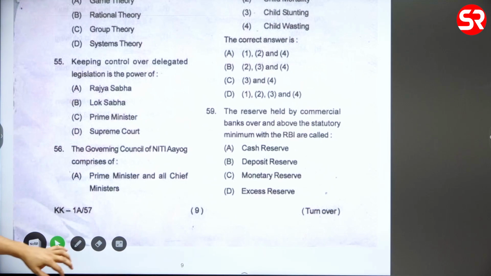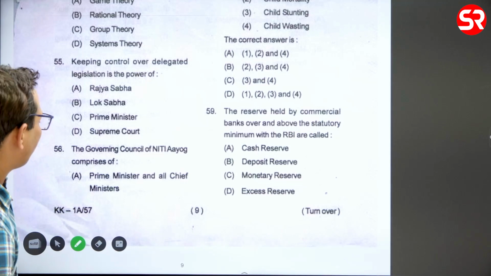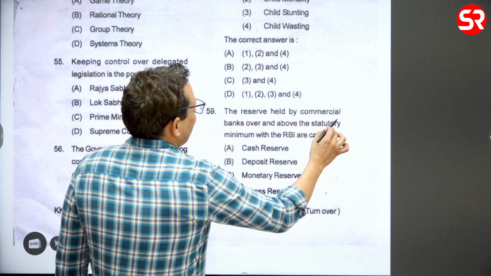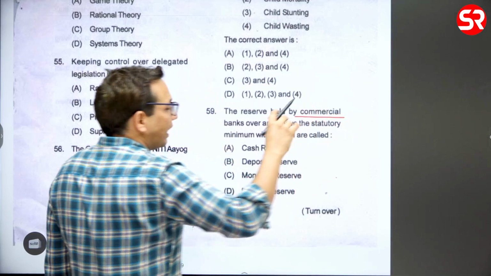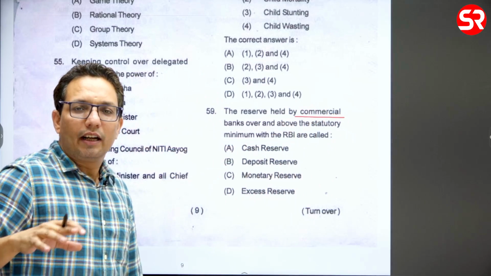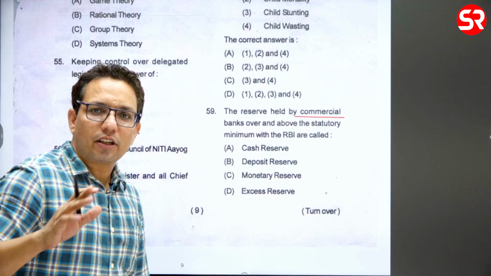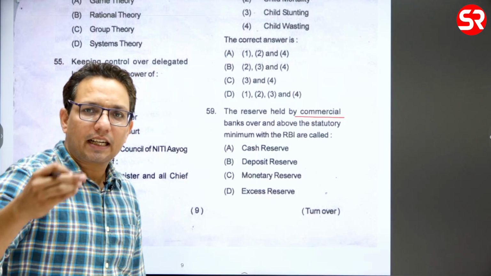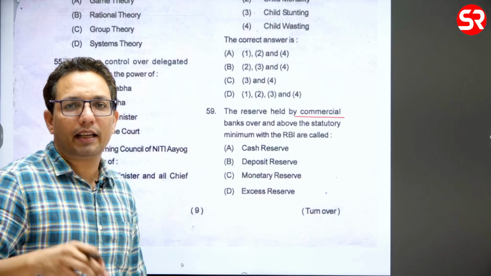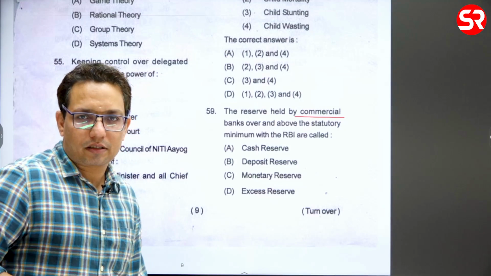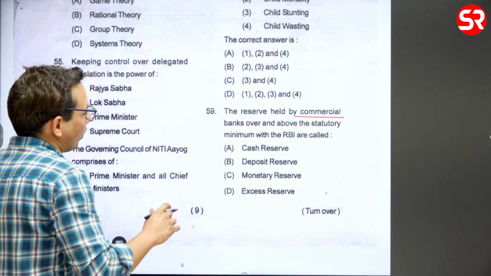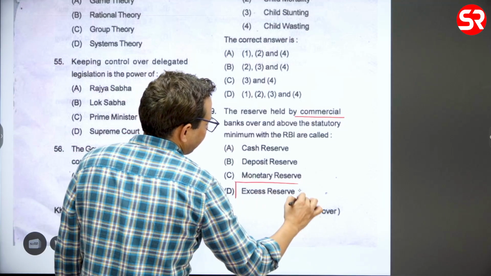Now, next question: the reserve held by commercial banks over and above the statutory minimum with the RBI is called what? Look, generally commercial banks have to hold capital requirements above the statutory requirements, like above the CRR, above the SLR. They still have to maintain some capital requirements.